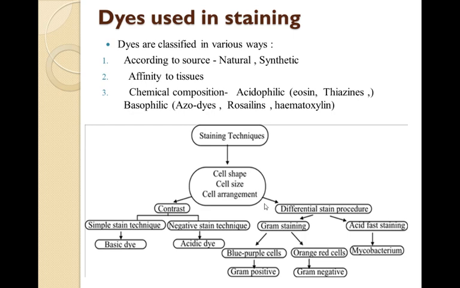But in the case of positive staining, the basic dye has a positive charge, and the cell wall of bacteria has a negative charge, so it would not repel and would take up the stain. So the specimen would be colored in the case of positive staining, in which a basic dye would be used. Here is the differential staining.